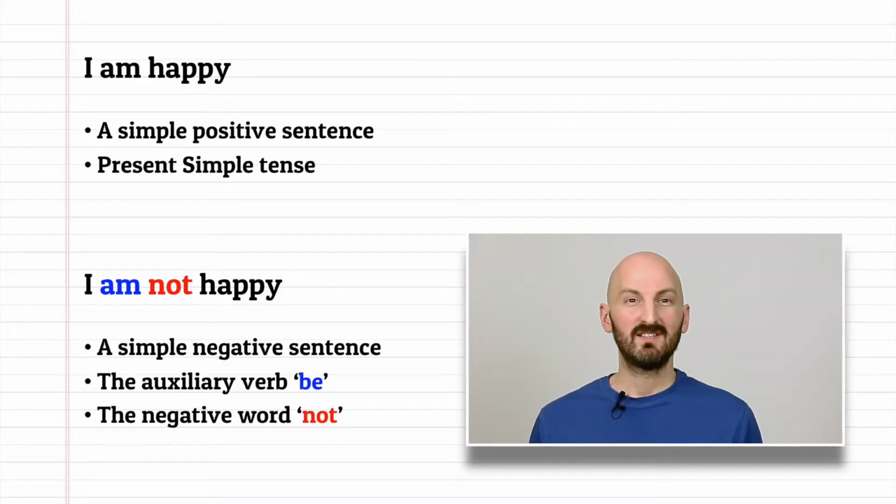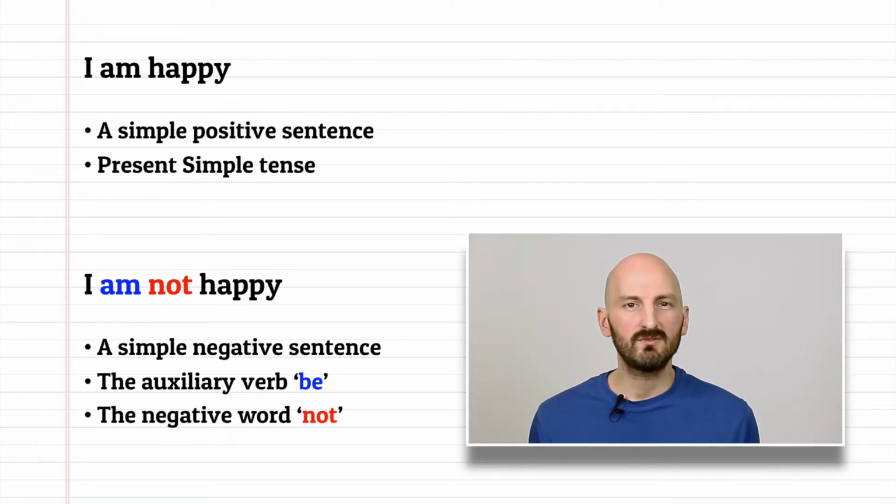Now, before we talk about other verb tenses, we need to look at another auxiliary verb first. Can you guess which one? Well, yes, it's the usual suspect be. Let's see how it works. I am happy. This is a simple positive sentence in the present tense. When we make it negative, it becomes I am not happy.